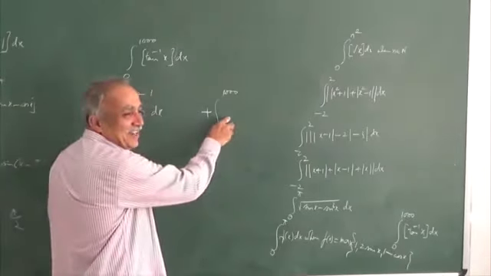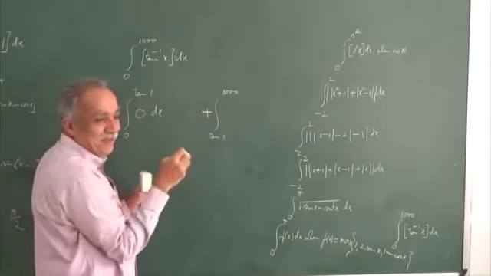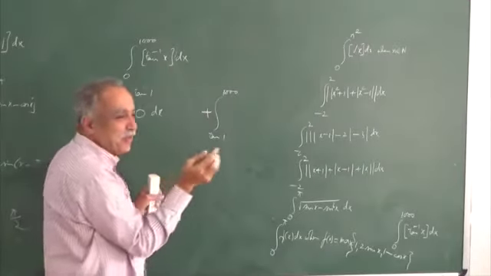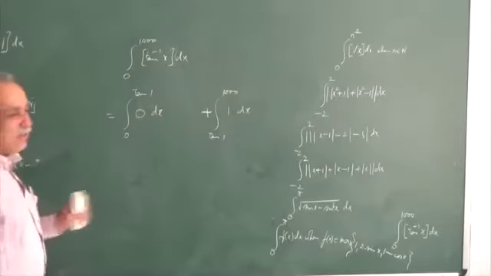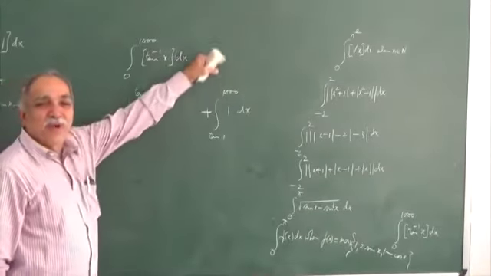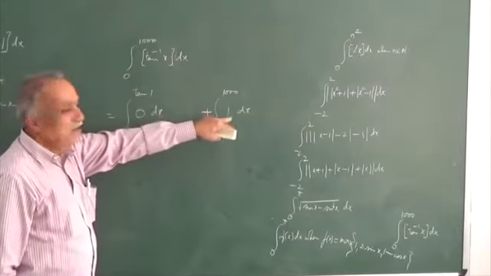In this interval, tan inverse is between 1 and pi by 2, throughout integer part is 1. Whatever be the value of the upper limit, you can go up to infinity. The integrand will remain 1.